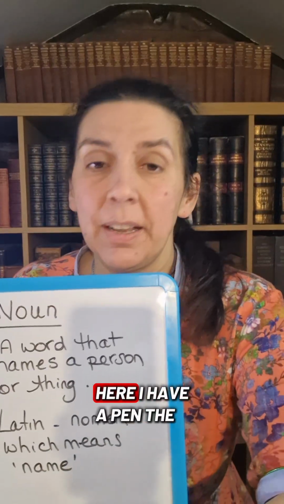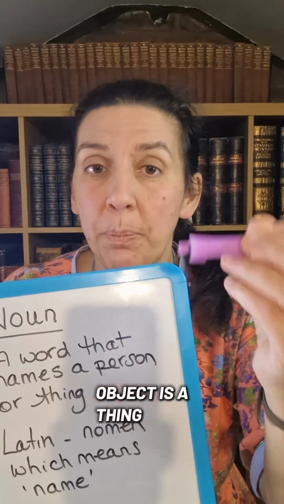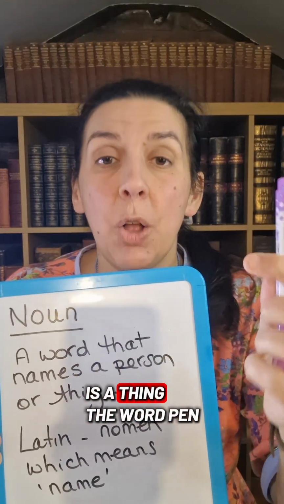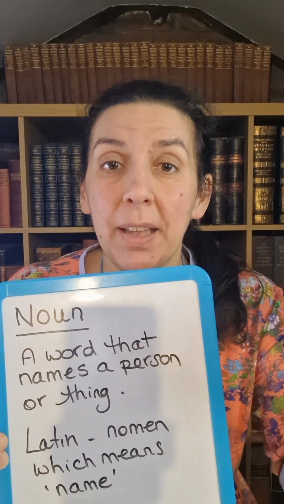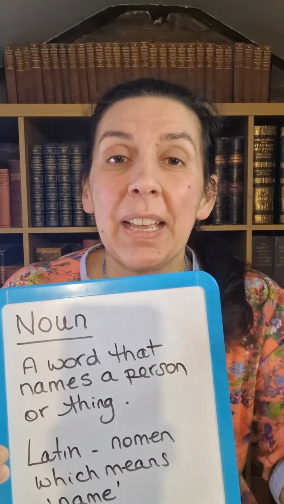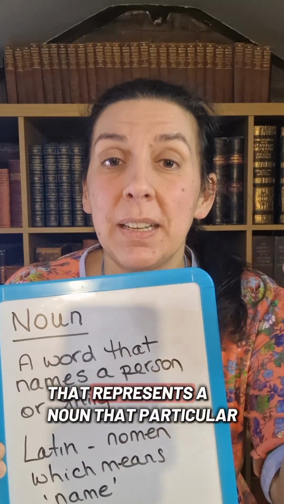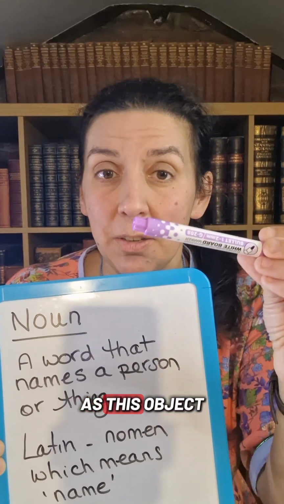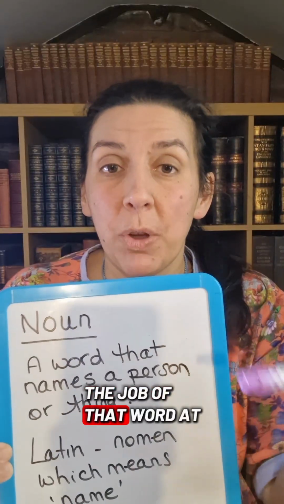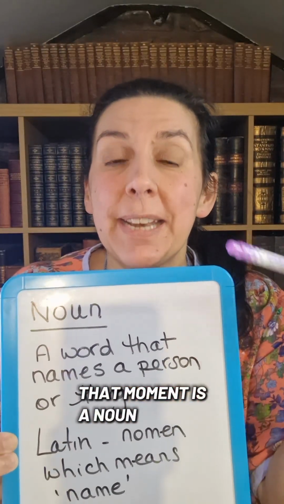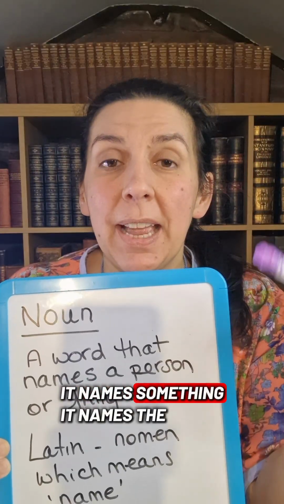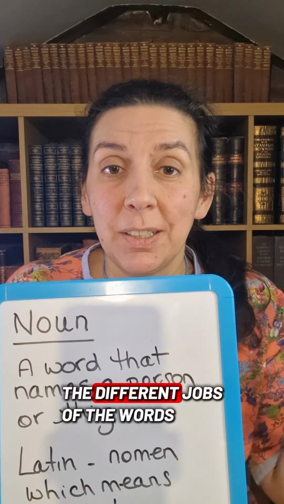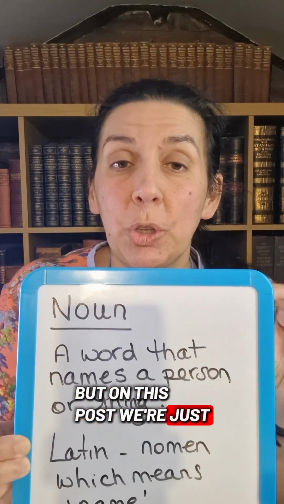So for example, here I have a pen. The object is a thing. You can touch it. The object is a thing. The word pen, P-E-N, that represents a noun. That particular word, when you're referring to pen as this object, the job of that word at that moment is a noun. It names something. It names the pen. Now we're going to look at all the different jobs of the words, but on this post, we're just going to look at noun.